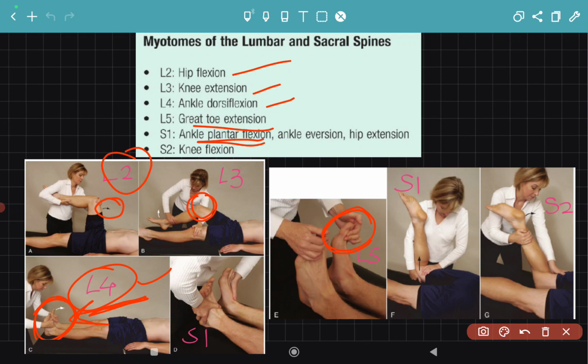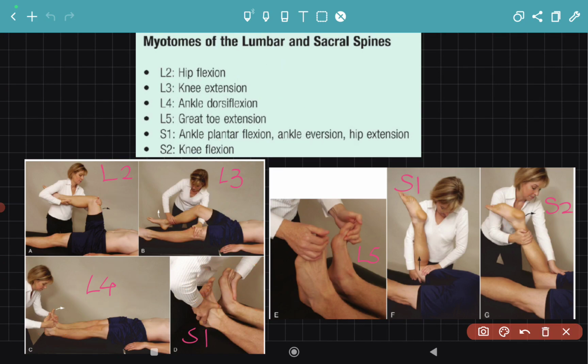Then ankle eversion can be seen. Ankle eversion of S1 can be seen over here. It is resisted. And the hip extension component of S1 can be seen over here. Similarly, S2 will have knee flexion, can be seen resisted over here. So these are some positions and how to resist the movement to test for myotomes of lumbar and sacral spine.